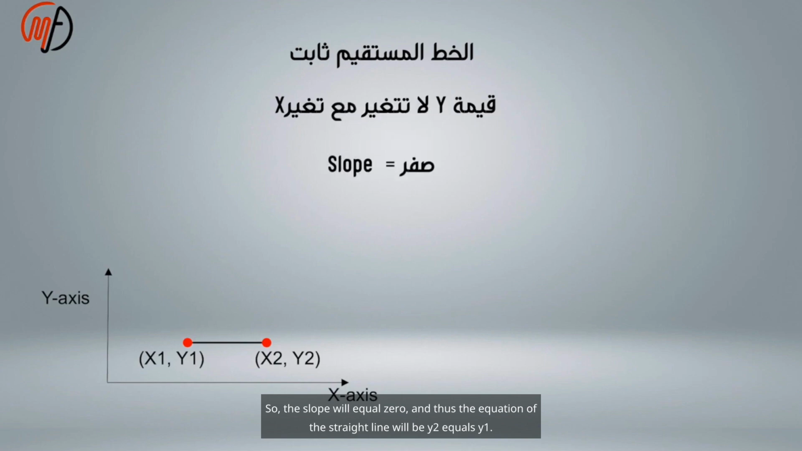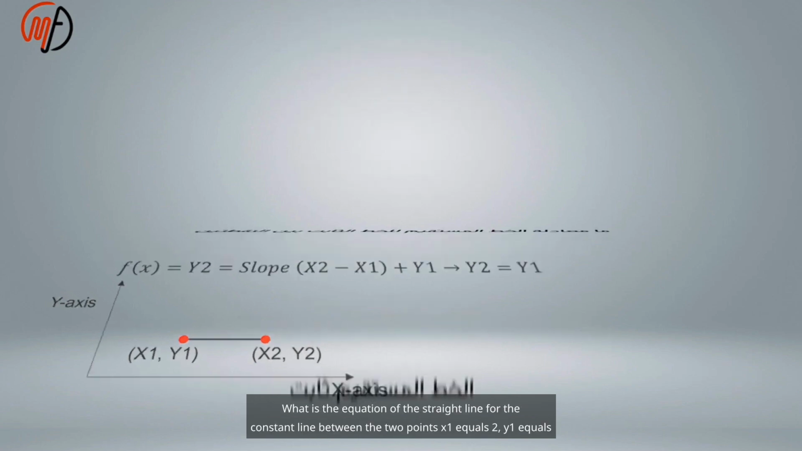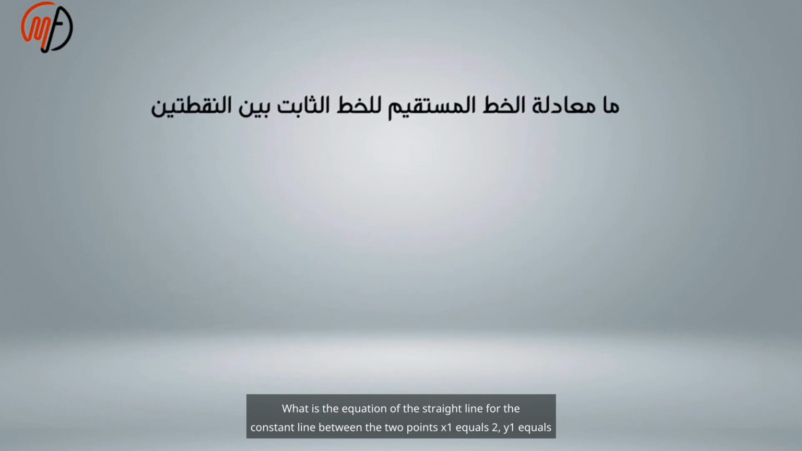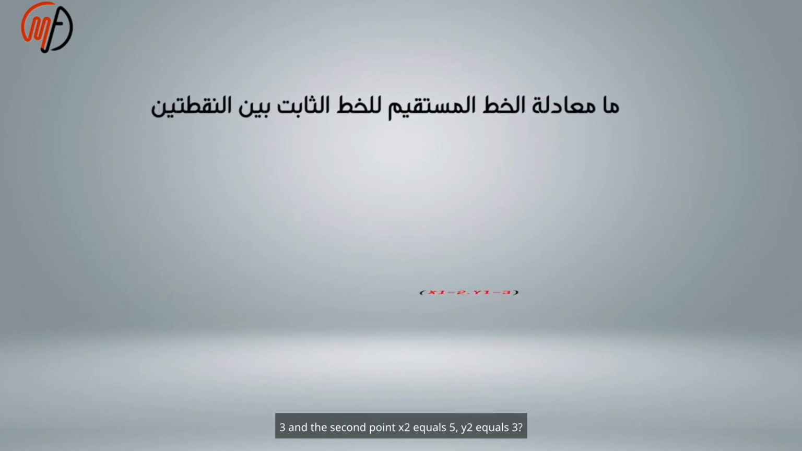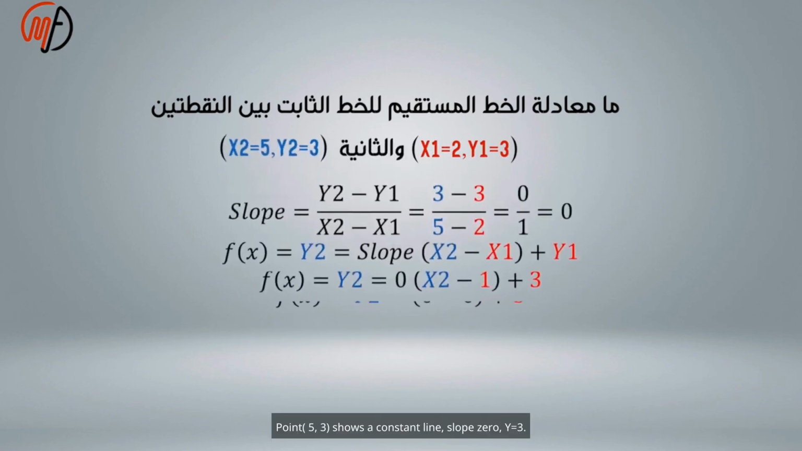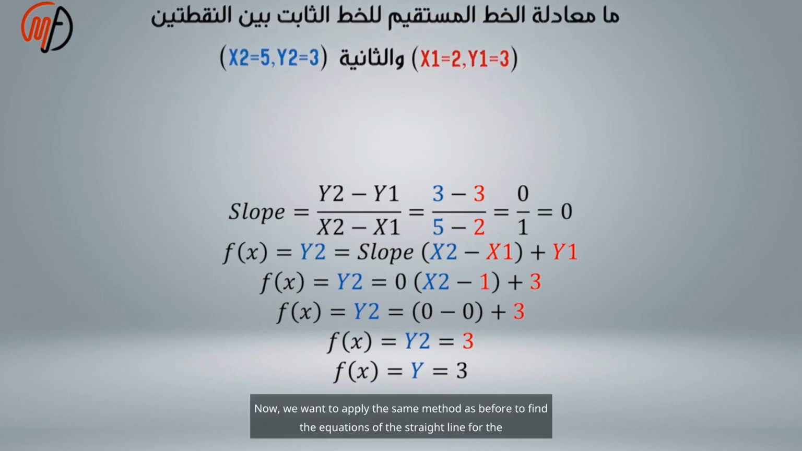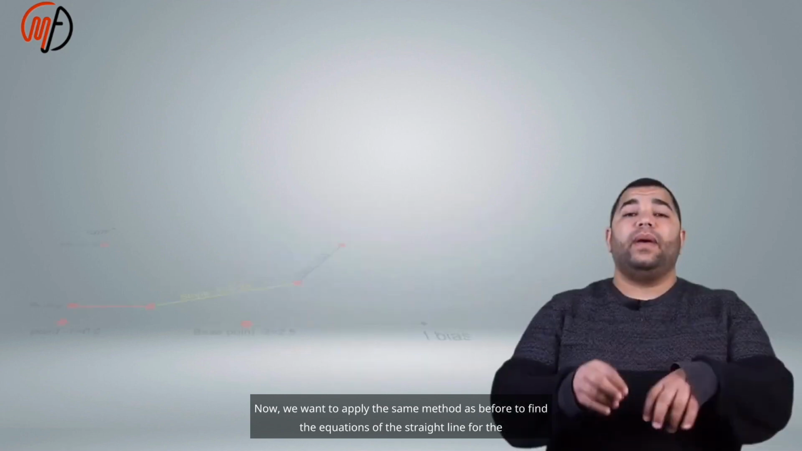And thus the equation of the straight line will be y2 equals y1. What is the equation of the straight line for the constant line between the two points x1 equals 2, y1 equals 3, and the second point x2 equals 5, y2 equals 3? Notice that y1 equals y2. Points (2,3) and (5,3) show a constant line, slope 0, y equals 3. In this case, we say that the line is constant and that the slope equals 0, so the equation will be y equals 3.